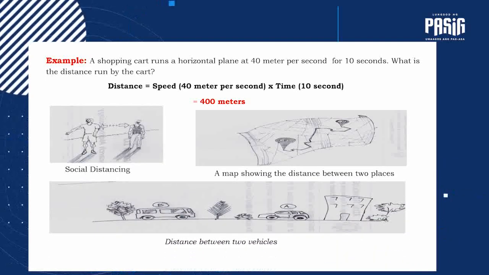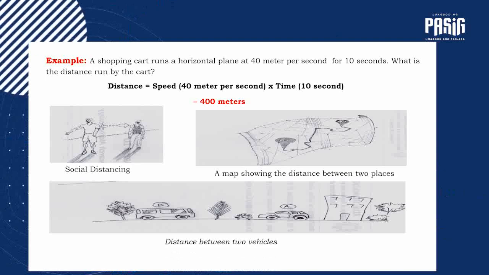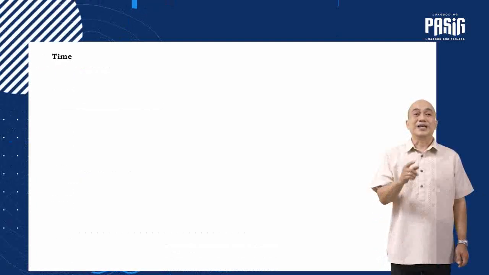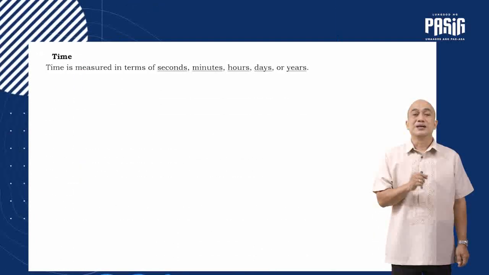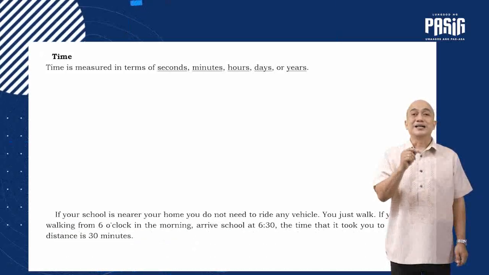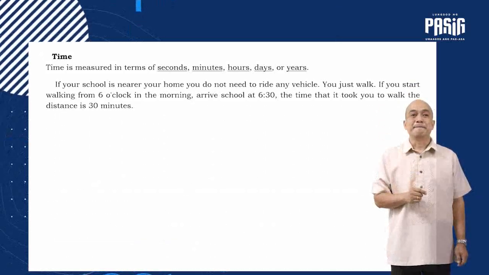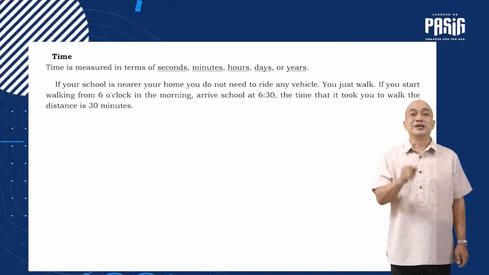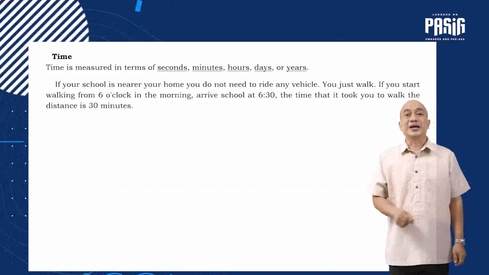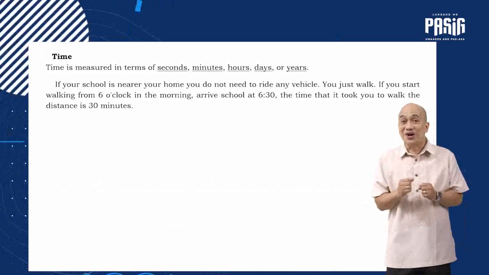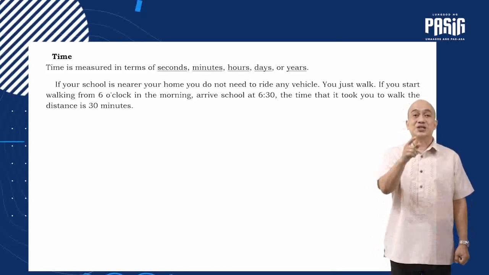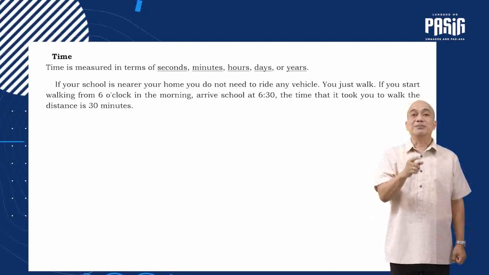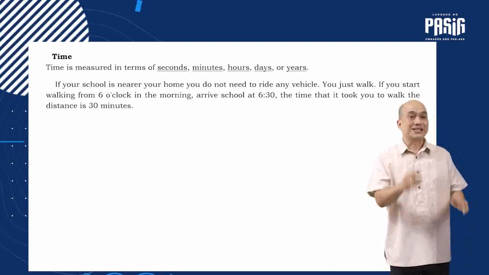And we have point A and point B, the distance between two vehicles. Time is measured in terms of seconds, minutes, hours, days, or years. If your school is near your home, you do not need to ride any vehicle. You just walk. If you start walking at 6 o'clock in the morning, arriving at school at 6:30, the time it took you to walk the distance is 30 minutes.